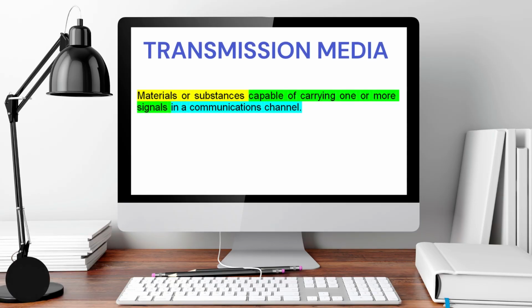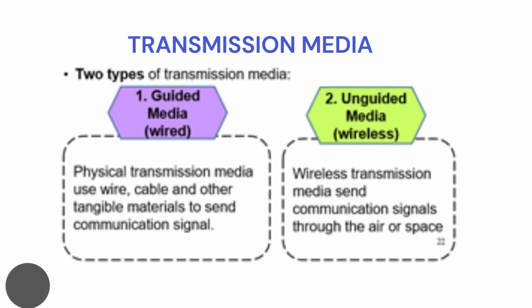You have to know the definition of transmission media. It is materials or substances. And then what's the function? It's capable of carrying one or more signals. And then you are going to ask yourself, where? In the communication channel. Then let us have a look. There are two types of transmission media. The first one is the guided media, wired. The second one is the unguided media, wireless.